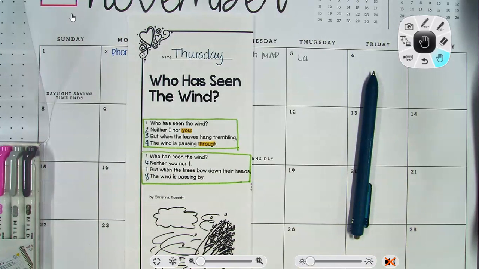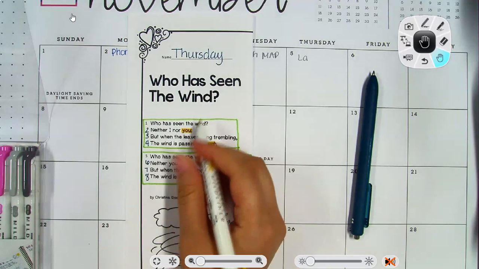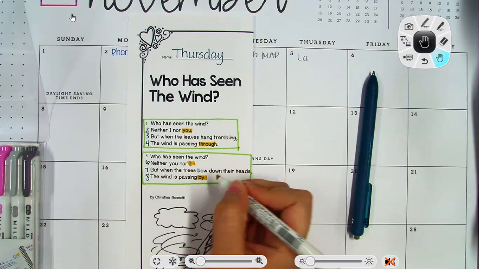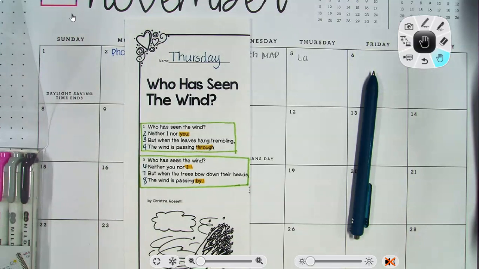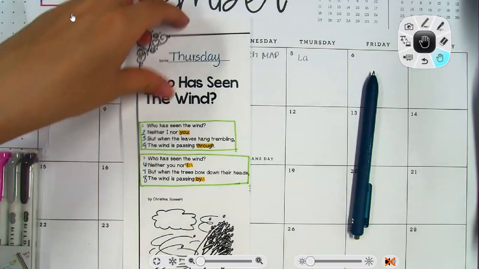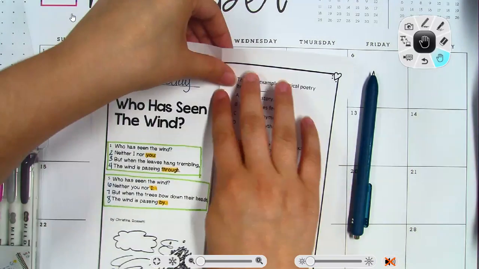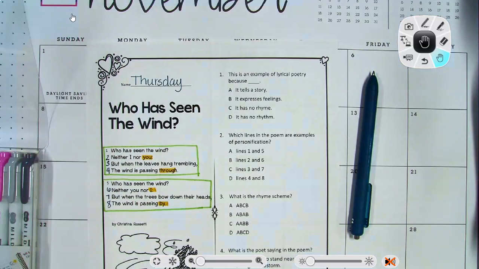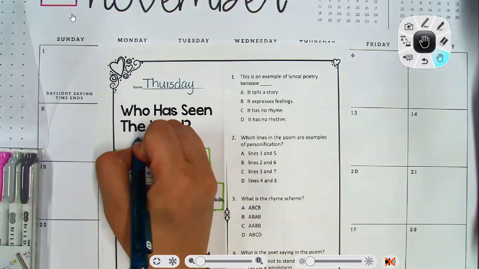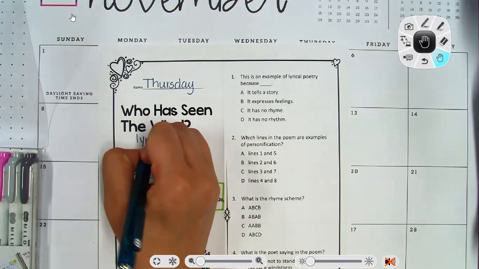Who has seen the wind? Neither you nor I, but when the trees bow down their heads, the wind is passing by. So I and by rhyme, because in by, the Y makes the long I sound. So those words rhyme. Let's talk about our poem and see if we can answer some questions. Our poem is what is called a lyrical poem.